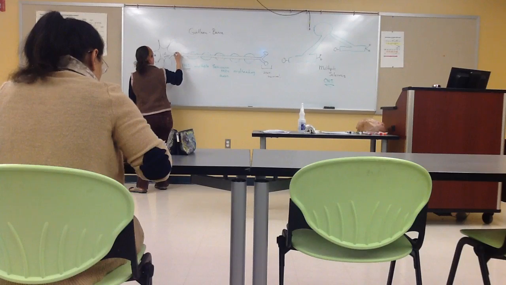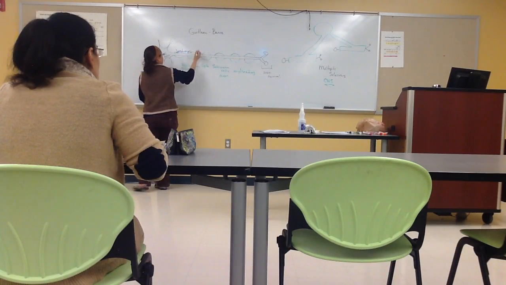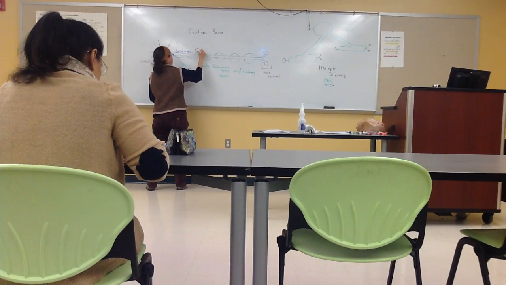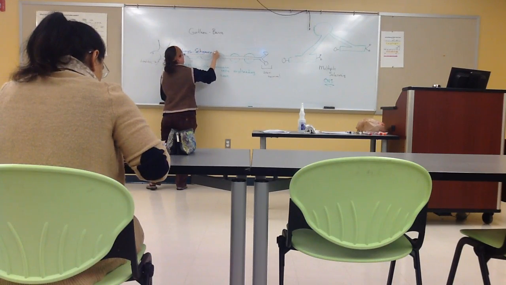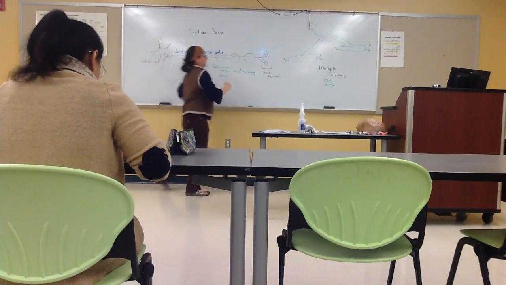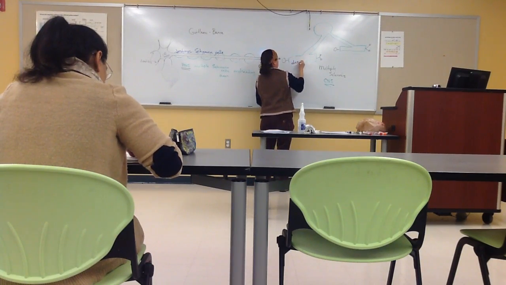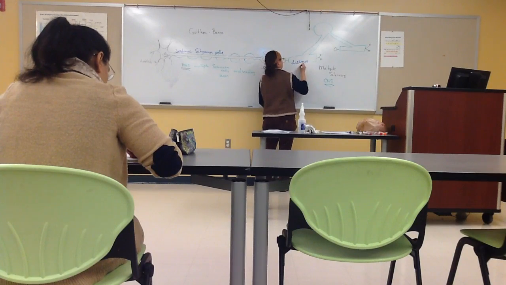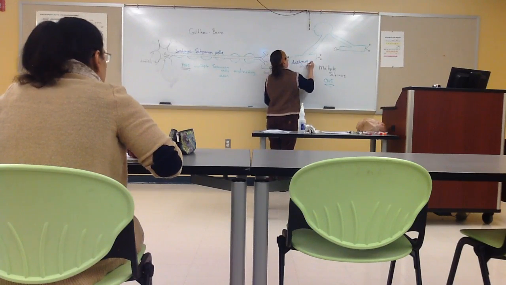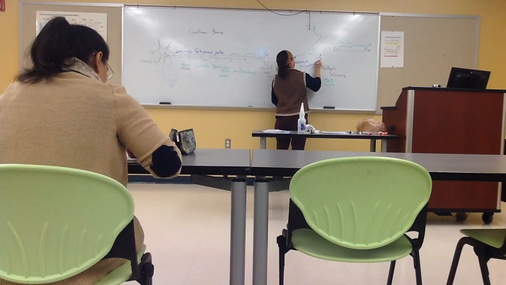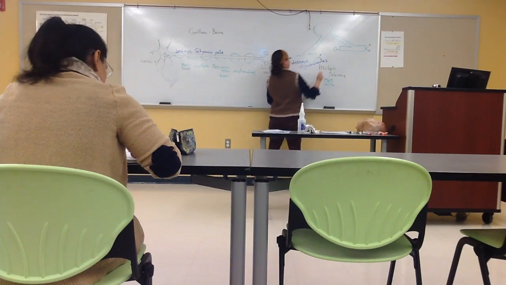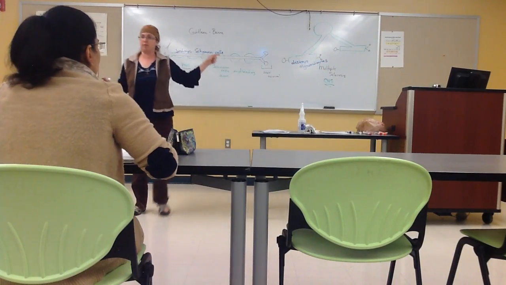So it comes in and destroys Schwann cells, attacks them. For this one here, for multiple sclerosis, it destroys oligodendrocytes, which are the cells that myelinate interneurons.